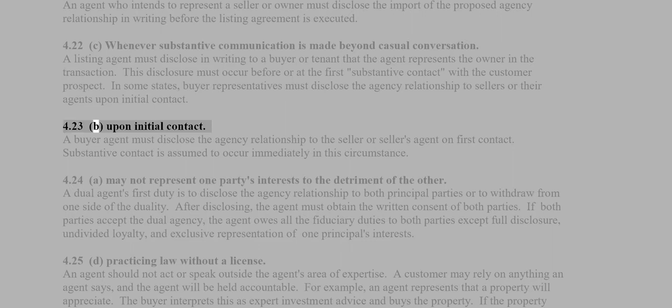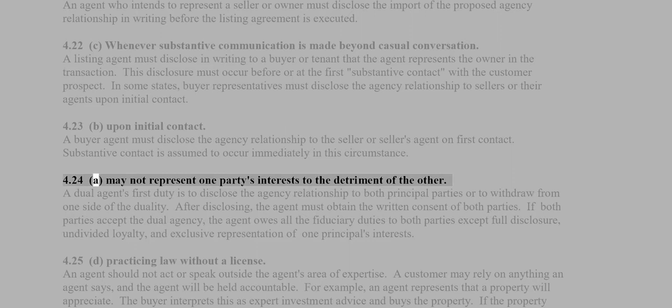4.23 b. Upon initial contact. A buyer agent must disclose the agency relationship to the seller or seller's agent on first contact. Substantive contact is assumed to occur immediately in this circumstance.